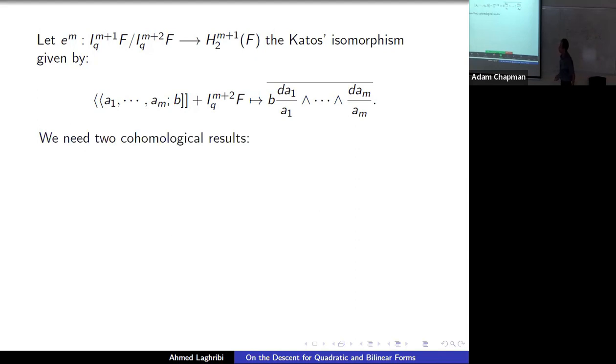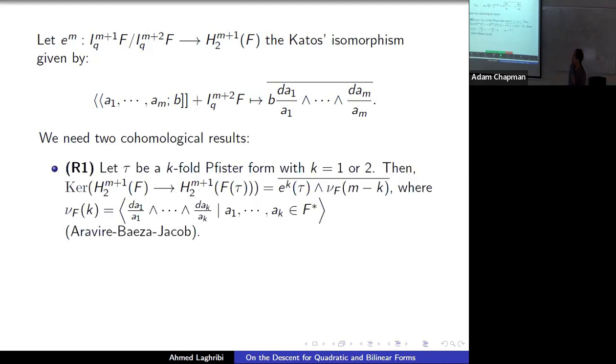And we need two homological results. The first one is this one. If tau is a K-fold Pfister form, where K is 1 or 2, we have this kernel. When you go from F to the function field of tau, the kernel is the image of tau by this homomorphism. Here I should write tau plus i K plus 1.